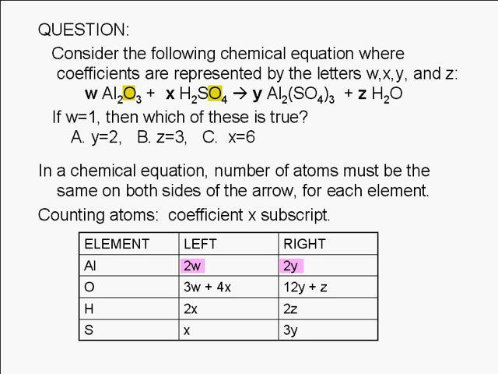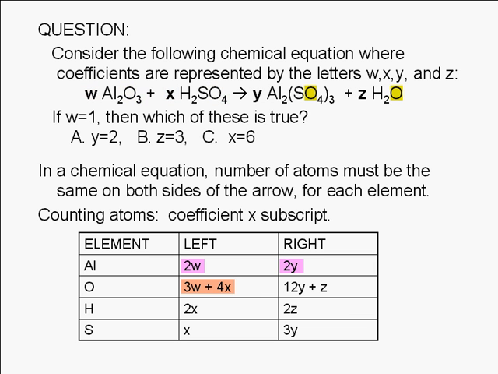Let's take a look at oxygen. We find it in both aluminum oxide and sulfuric acid on the left side. So the total number of oxygen atoms on the left side is equal to 3W plus 4X. The 3W comes from aluminum oxide. The coefficient of aluminum oxide is W, and the subscript of oxygen in aluminum oxide is 3. Similarly, the 4X comes from sulfuric acid. The coefficient of sulfuric acid is X, and the subscript of oxygen in sulfuric acid is 4.